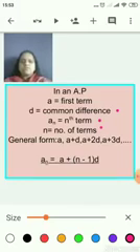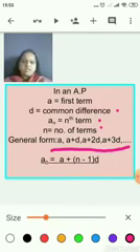Our general form is a plus d, a plus 2d, a plus 3d. How did we get this sequence? The first term is a. Go on adding the common difference to get the next term. So the second term will become a plus d. If you add d to that, you will get your third term as a plus 2d. Again, if you add d, then you will get a plus 3d. So this is the general form of an AP.